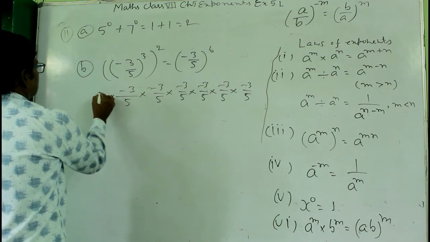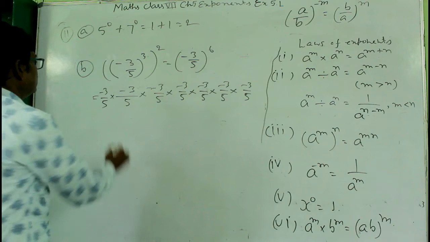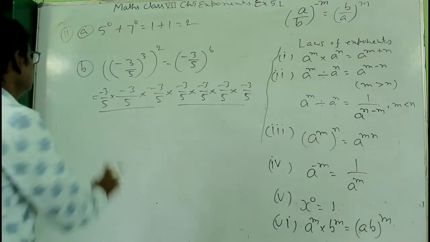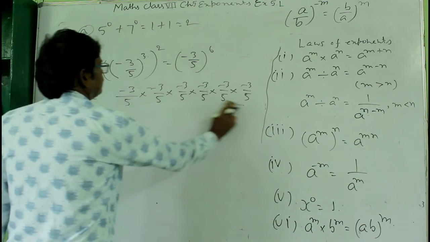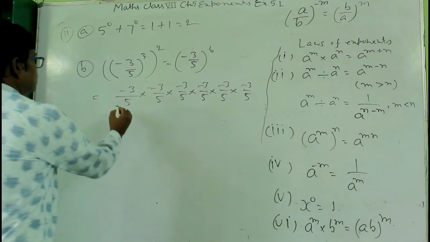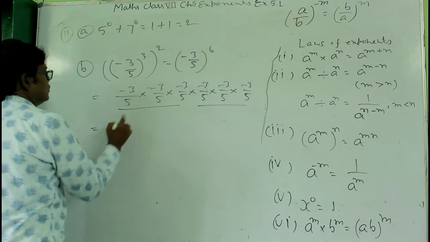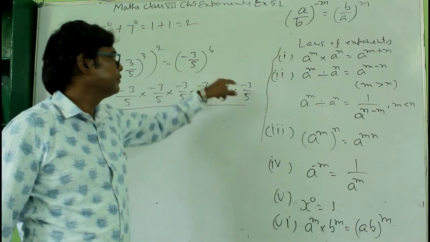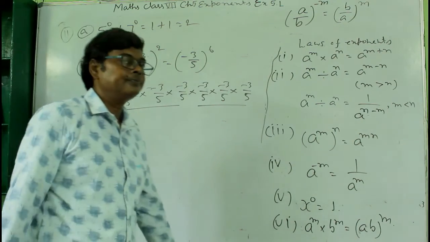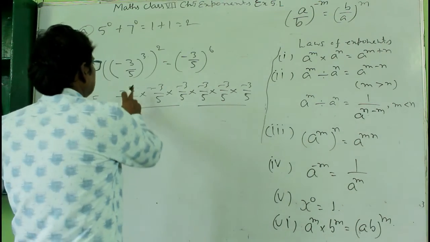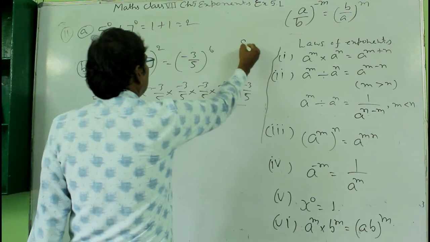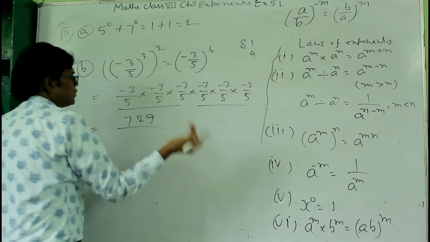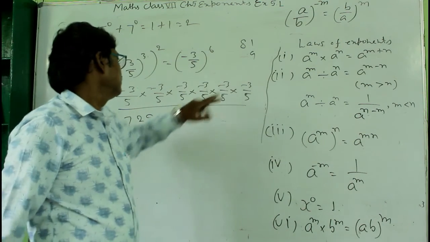6 times here. So now you have to multiply 3 times in the numerator and 3 times in the denominator. 3 3s are 9, 3 9s are 27, 3 27s are 81, and 81 and 9 gives 729. It is positive because here the power is even, so the answer will be positive.